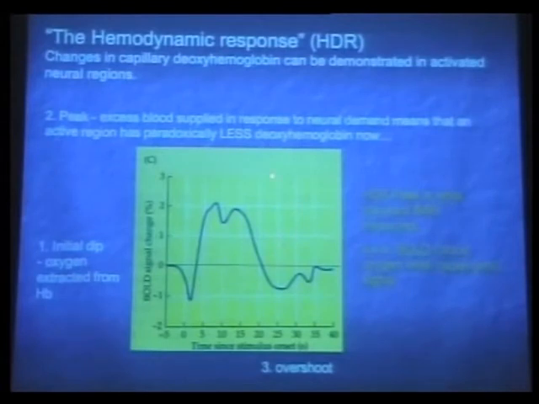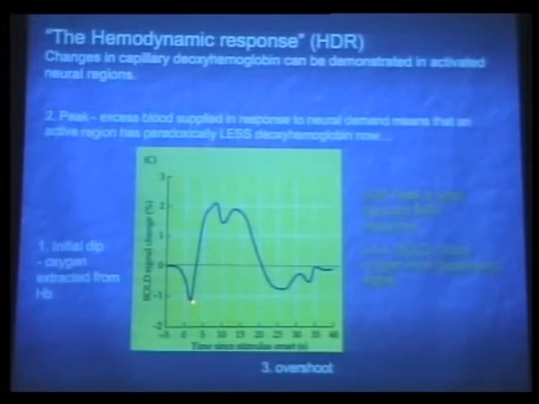What we know from this is that there's something called the hemodynamic response, that changes in capillary deoxyhemoglobin can be demonstrated in activated neural regions. The more deoxyhemoglobin you have, the more desynchronization you have, and the faster T2 is going to relax. So if you create some activity that makes the brain work at time 0, immediately what happens is an initial dip where oxygen is extracted from the tissue because your brain is using oxygen, so there's more deoxyhemoglobin, and so the T2 signal goes down.